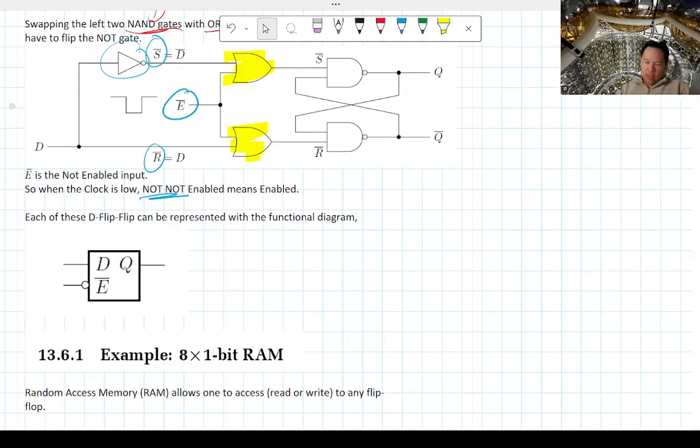Okay, so these D flip-flops can be represented by this functional diagram where it's just D, and then E bar here, right, and then the NOT here you can see it, and then Q. Okay, and that's the output for your data. And you never read the Q bar because you know it's always going to be opposite of Q anyway.